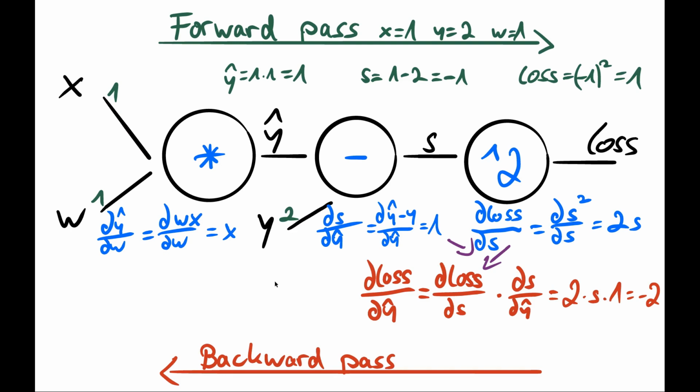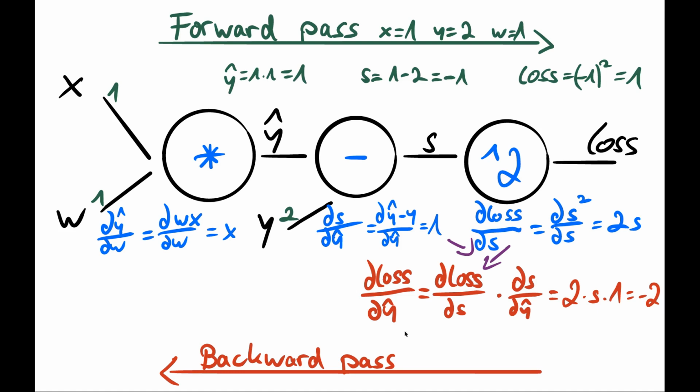So first, now we use our local gradients. We want to compute the derivative of the loss with respect to y hat. And here we use the chain rule with our 2 local gradients that we just computed, which is 2s times 1, and s is minus 1, which we calculated up here. And so this is minus 2.